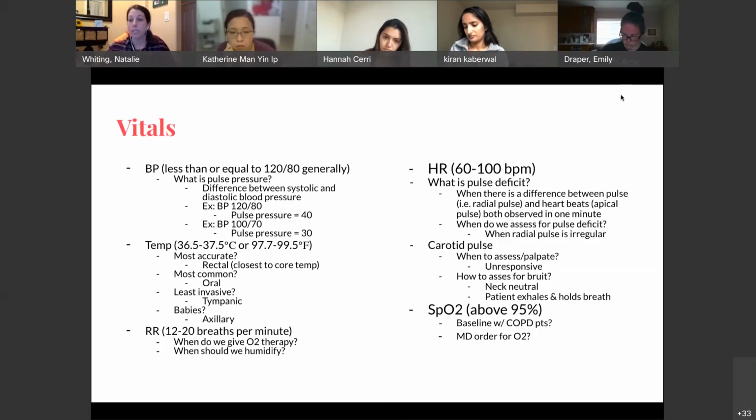Do you guys know what a pulse deficit is? No? Okay, so a pulse deficit is a difference between the radial pulse when you palpate it and the apical pulse when you auscultate it. We want to assess for this if we're palpating a radial pulse and we notice some sort of irregularity with the rhythm. Again, we're palpating the radial and listening to the apical. If she didn't cover that with you guys, that will probably not be on there.